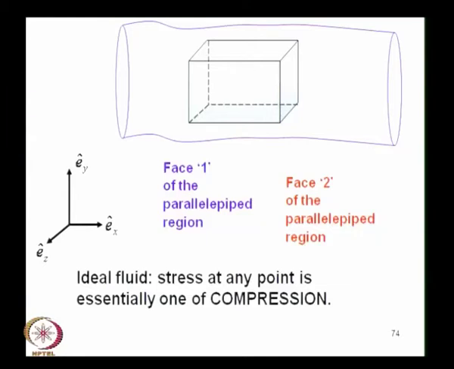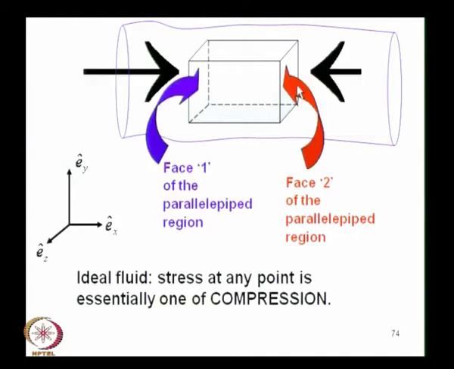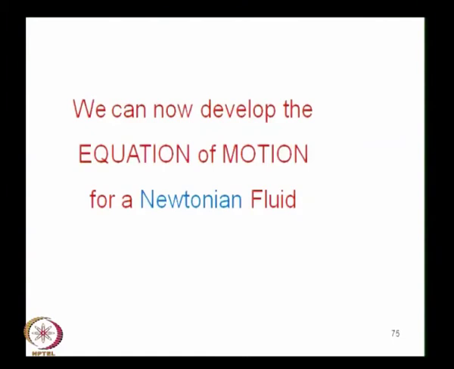So, let us consider these two faces now again. Okay, phase 1 on the left, phase 2 on the right. And we know that because the fluid we are talking about is an ideal fluid, the stress is one of compression, and it is this compression which I indicate by the arrows that you see. Okay? And using this, we will develop the equation of motion for a Newtonian fluid. We already know what a Newtonian fluid is, and we already know what a non-Newtonian fluid is.